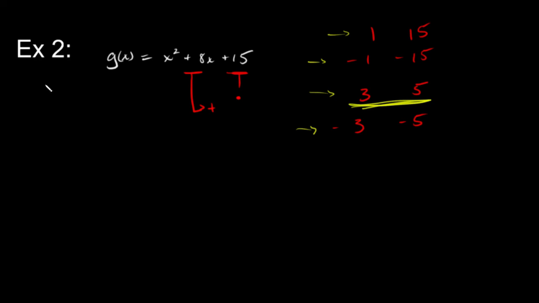And so you should now know your answer. You've got a 3 and a 5. And so it's x, and then a positive 3 and a positive 5. So it's x plus 3 and x plus 5. And that's it.